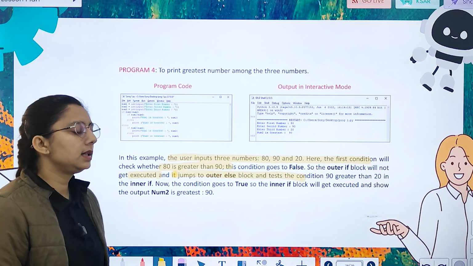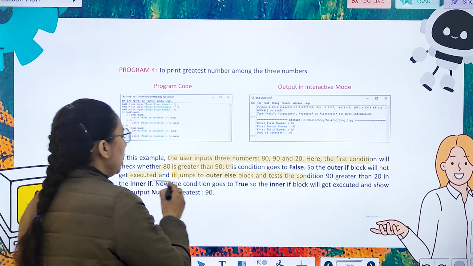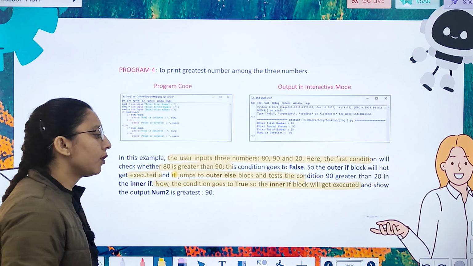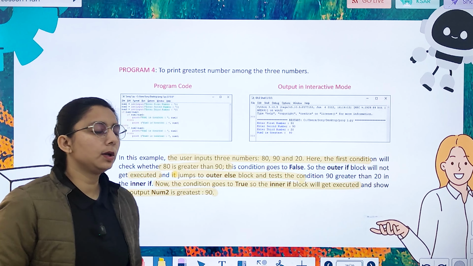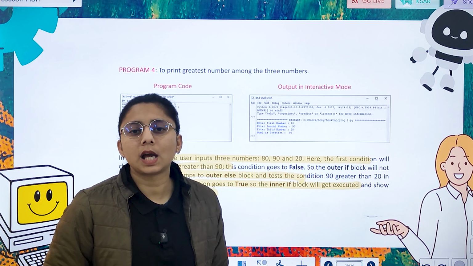Then the condition is 90 greater than 20. Now the condition is true, so the inner if block will be executed, and it will show the output: number 2 is greater, that is 90.